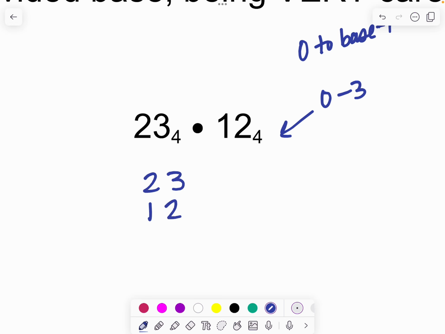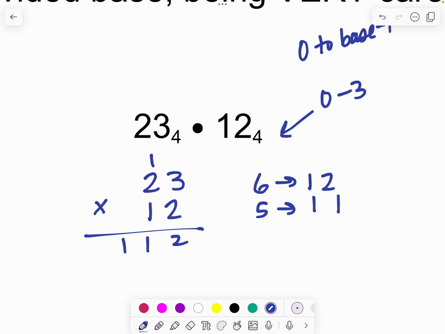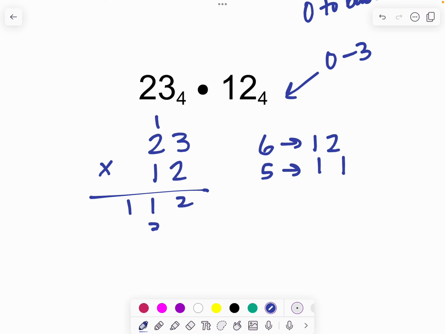All right, so 23 times 12, but now we're in base 4, which means that we can only have numbers from 0 to 3. So 2 times 3 is 6, and 6 would give us 12. So 2 and a 1. 4 plus 1 is 5, and 5 would give us a 1, 1. And then 3 times 1 is just 3. 2 times 1 is just 2. And then we would add and have 3.